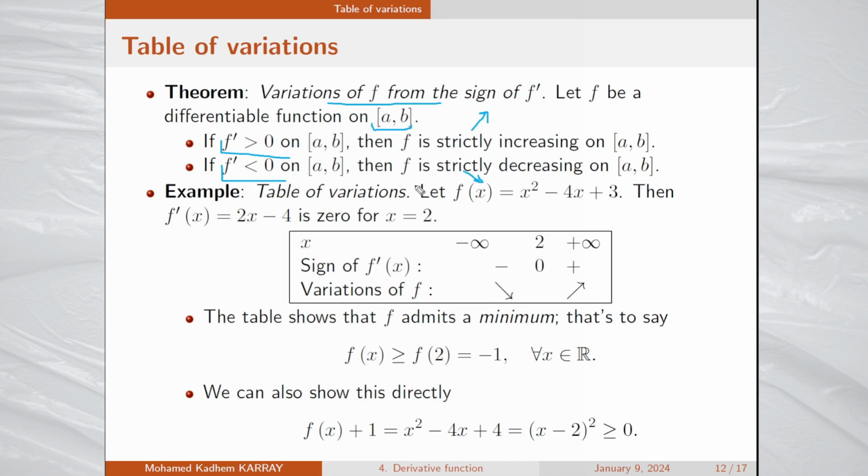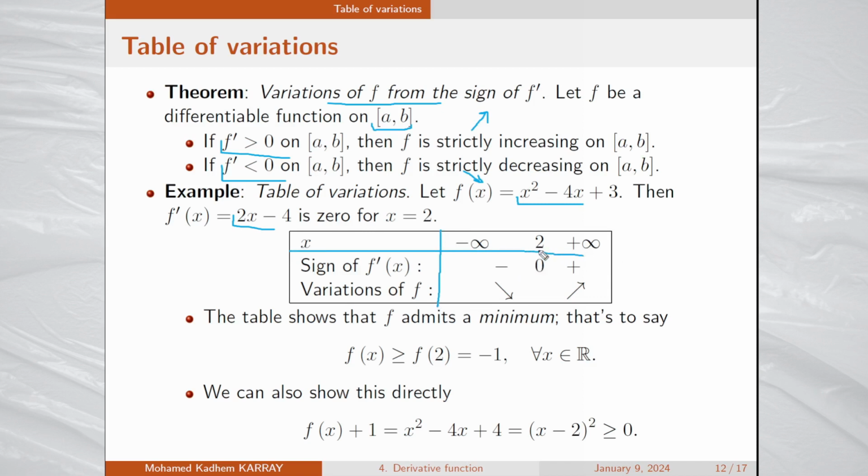So, an application of the theorem to this simple example. Let f be the function given by this expression here, then its derivative equals 2 multiplied by x minus 4, which equals 0 for x equals 2. So we begin with the first row, where we put x, which varies from minus infinity to plus infinity. Okay, so this is the first row of my table.